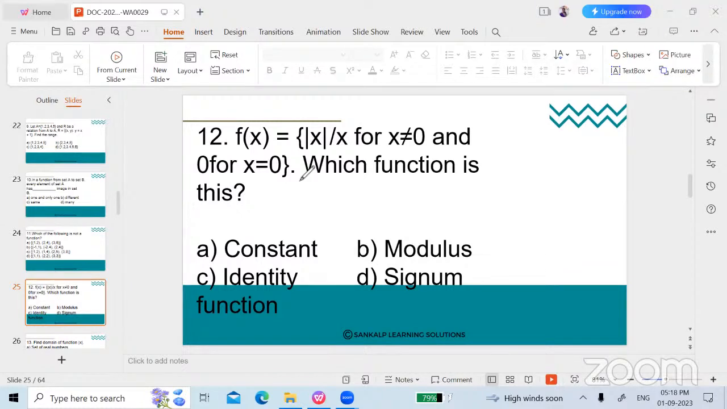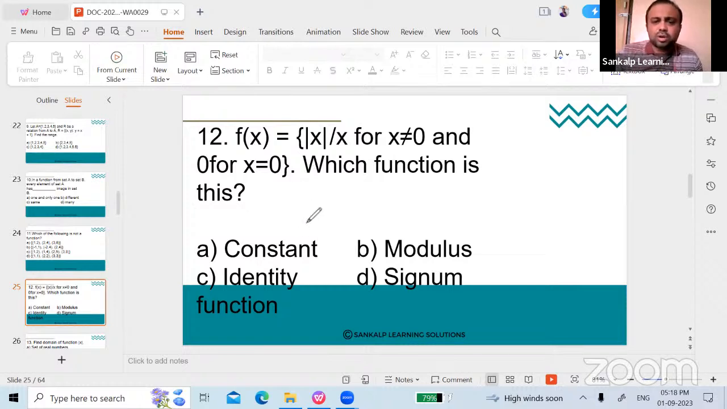Modulus function. Are you sure? Yes, sir. No, sir. Okay, please give me an explanation on this. Whoever has given an answer, right or wrong, don't think about that. Just try to give the explanation of this.